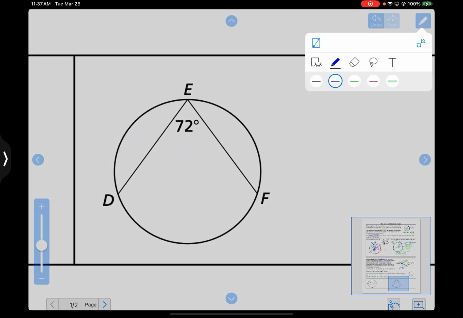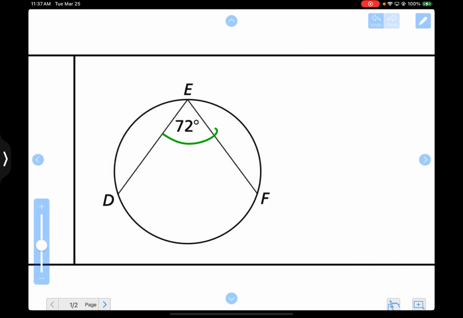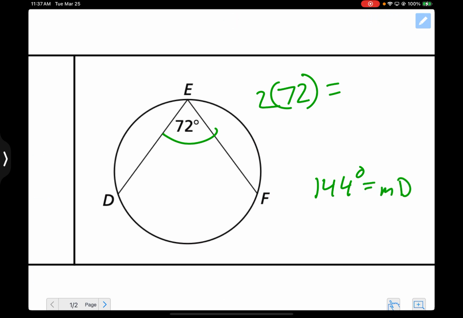So here they give me the angle. And so I know that the angle is going to be multiplied times 2 to get me the arc. So 72 times 2 is 144. So 144 degrees equals the measure of arc EDF.